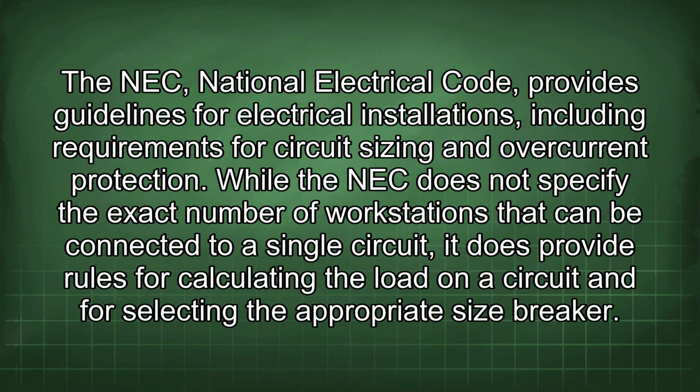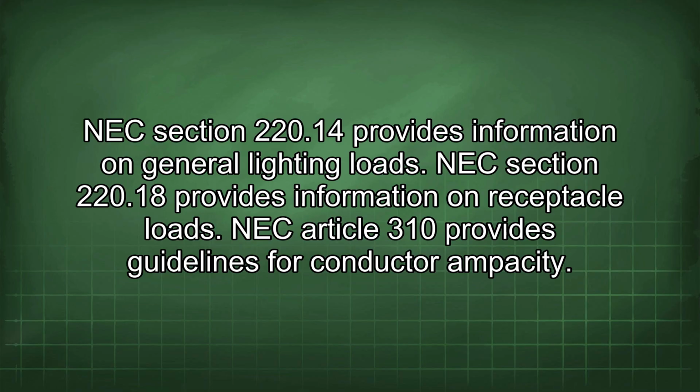The NEC, National Electrical Code, provides guidelines for electrical installations, including requirements for circuit sizing and overcurrent protection. While the NEC does not specify the exact number of workstations that can be connected to a single circuit, it does provide rules for calculating the load on a circuit and for selecting the appropriate size breaker. NEC Section 220.14 provides information on general lighting loads. NEC Section 220.18 provides information on receptacle loads. NEC Article 310 provides guidelines for conductor ampacity.